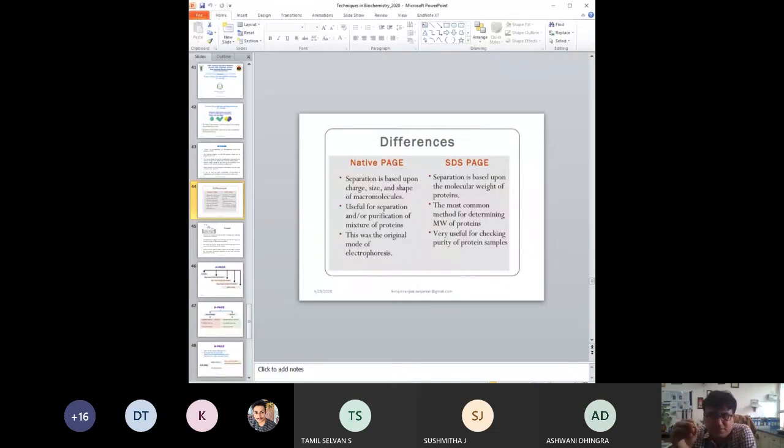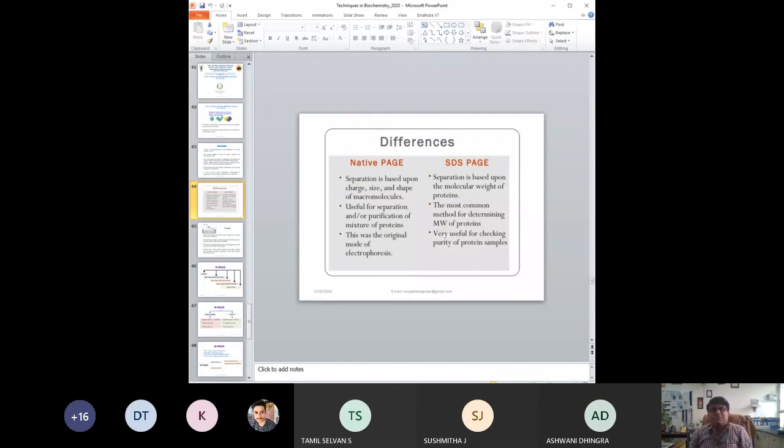Some of the differences I have already explained: one common difference is that in the case of native phase we are not using SDS, whereas in the case of SDS phase, as the name suggests, SDS is one of the prominent detergents which we are using. In the case of native phase, we are also using detergent, but those detergents are basically non-ionic detergents. Whereas in the case of SDS phase, you are using an ionic detergent for the separation.